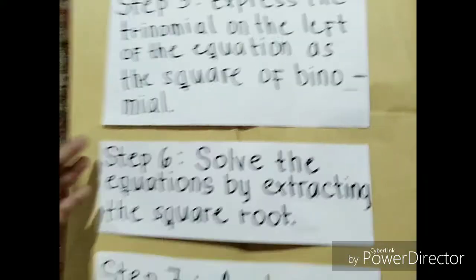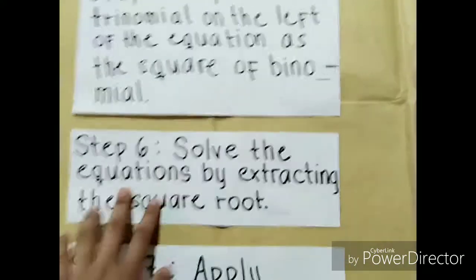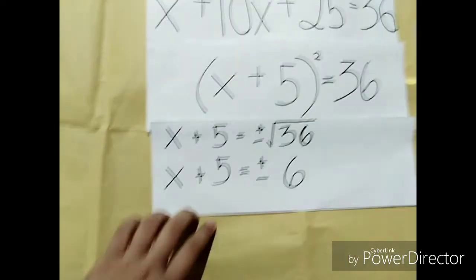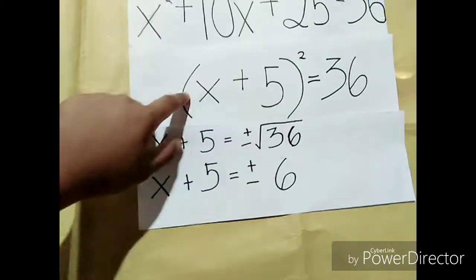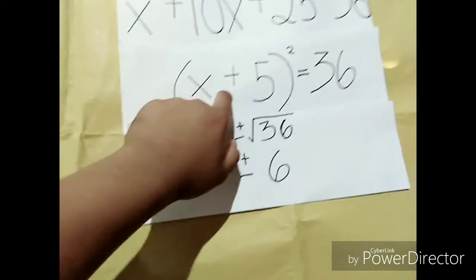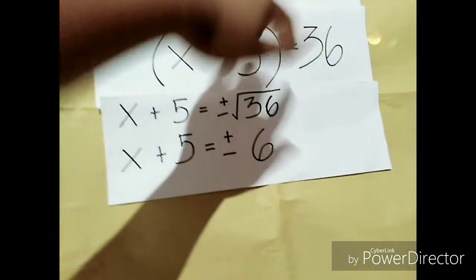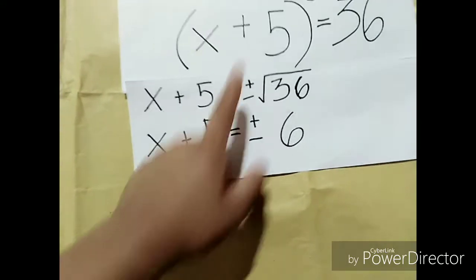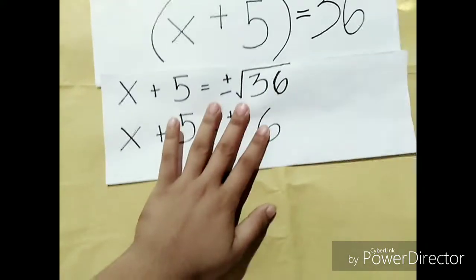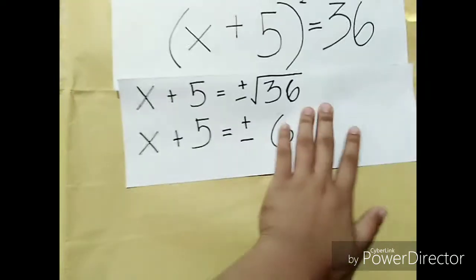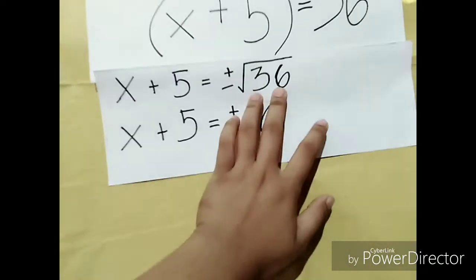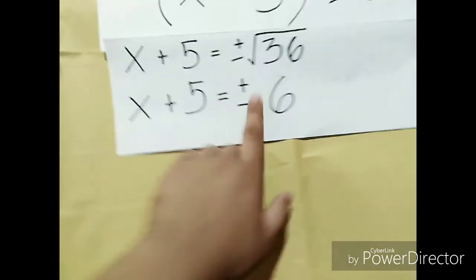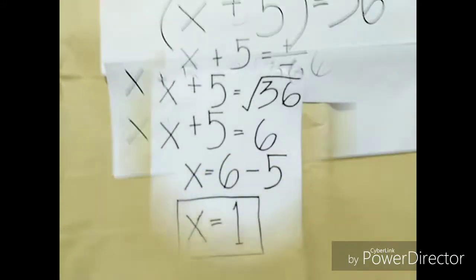Let's proceed to step 6. Solve the equation by extracting the square root. Since open parenthesis x plus 5 close parenthesis squared equals 36, it will become x plus 5 equals positive or negative square root of 36. The square root of 36 is 6. So x plus 5 equals positive and negative 6.